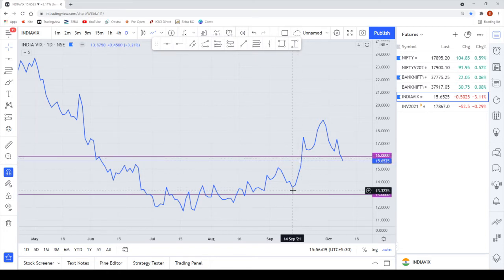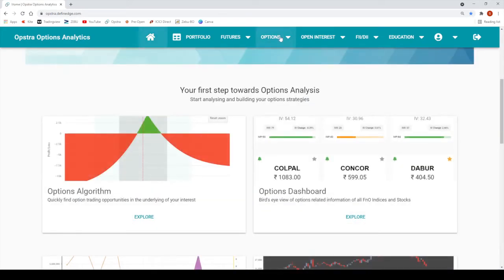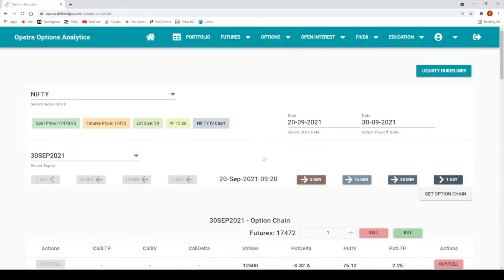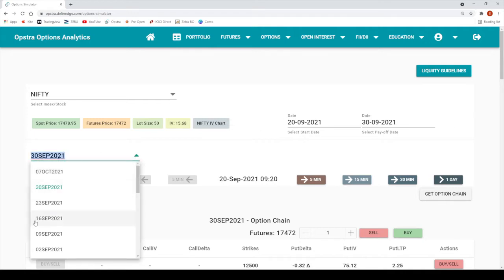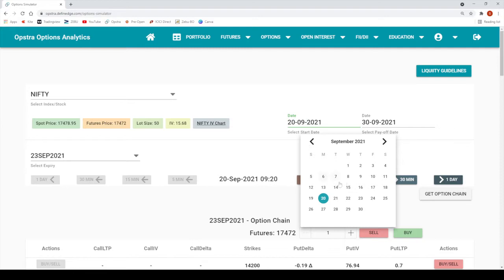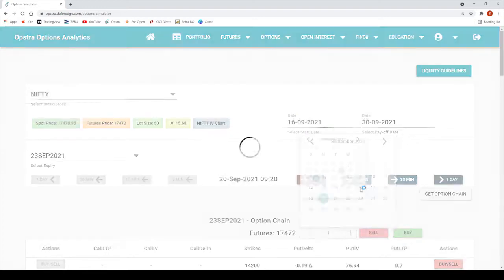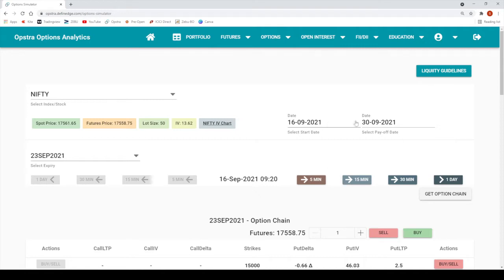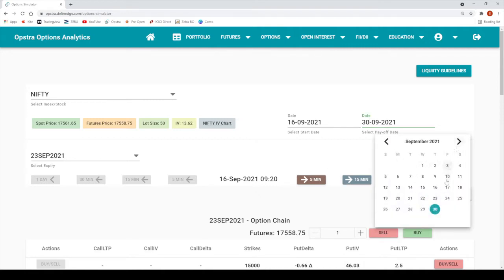Okay, so let's go to Opstra. I'm going to the option simulator. 14th September is near to 16, so I will select 23rd September. The start date we are going to make 1 week earlier. So we selected 23rd and I am going to create this strategy on 16th. The payoff date is 23rd.